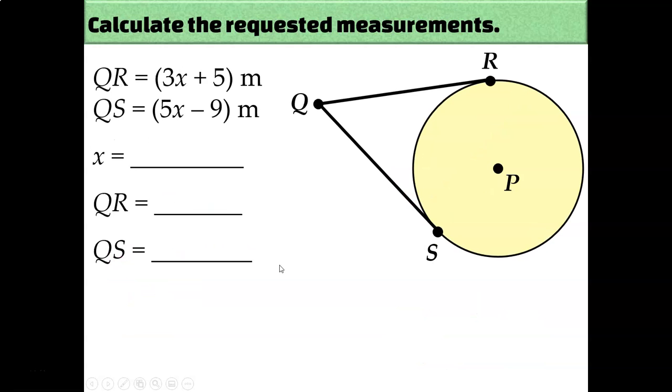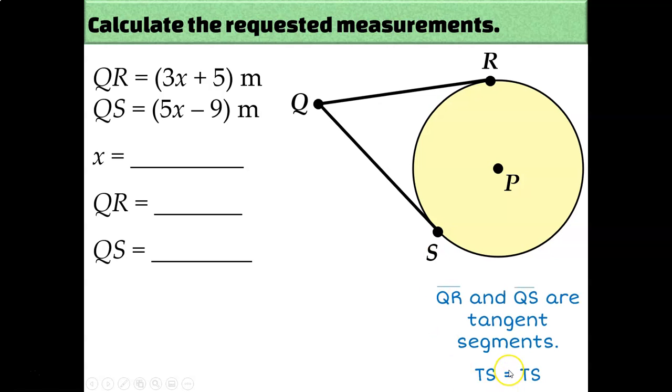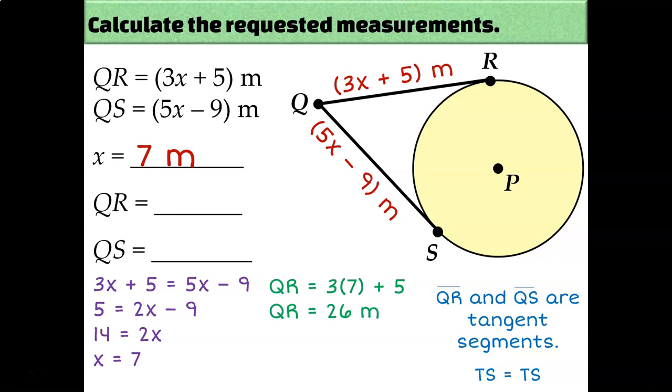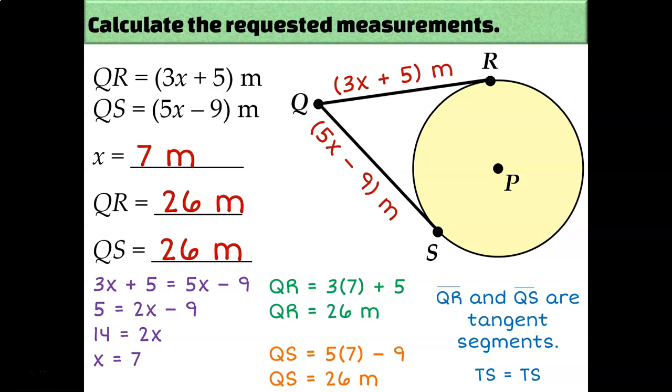Let's try another one. First thing you need to do is identify what kind of segments you have. And these are tangent segments. They intersect the circle at only one point, and I know that tangent segments are equal to each other. So since QR is 3x plus 5 and QS is 5x minus 9, I can just set those equal and solve. So X must be 7, and I can plug 7 in to figure out the lengths of each of those segments, and as you would expect, they're the same length. If you had gotten different lengths, you would know you had done something wrong.